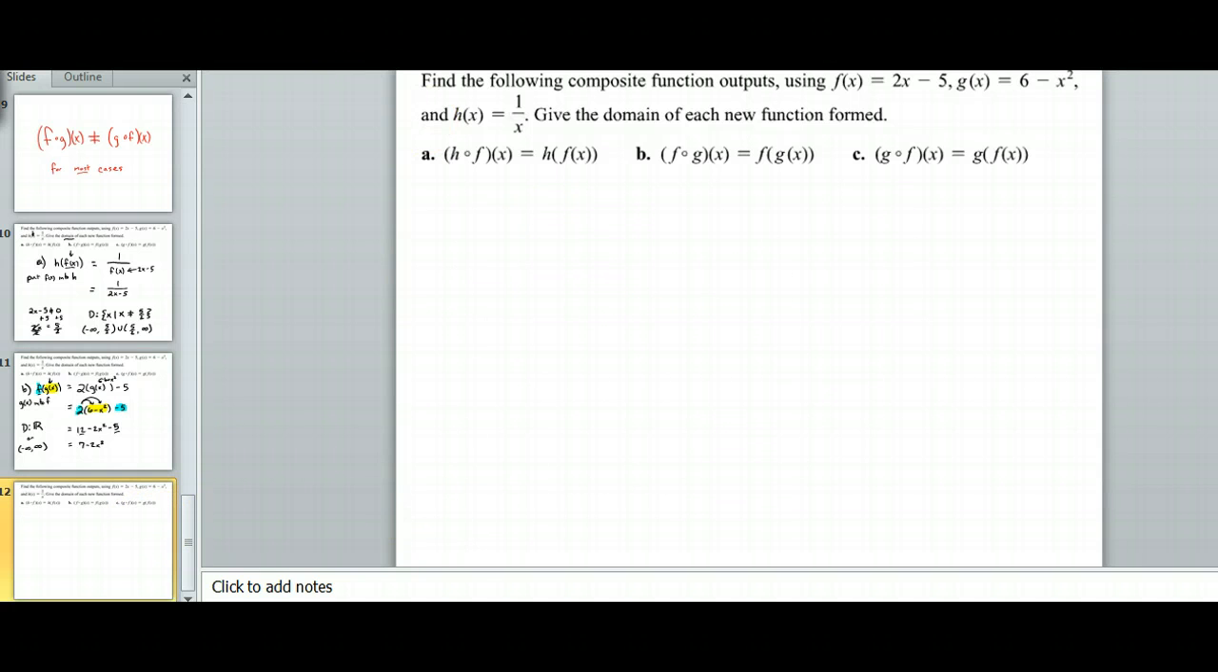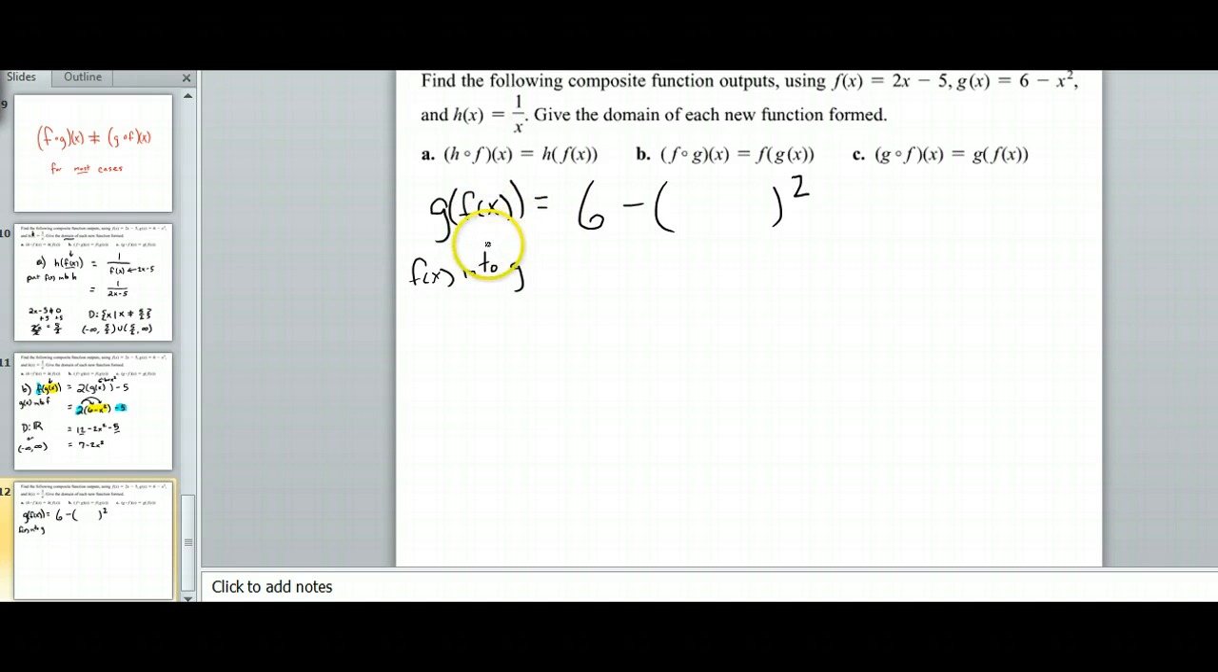Alright, and then the last one we got, g of f of x. So we're switching the last one that we did around. So this time we're putting f into the g function. What does g do to an input? It squares the input and then it subtracts it from 6. So g squares an input and then it subtracts it from 6.